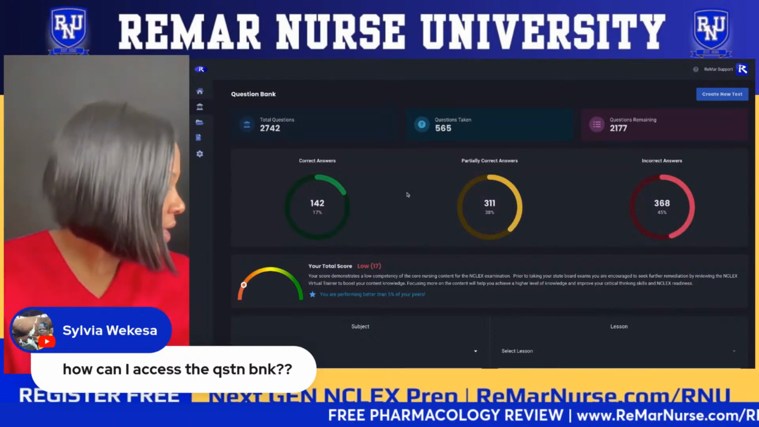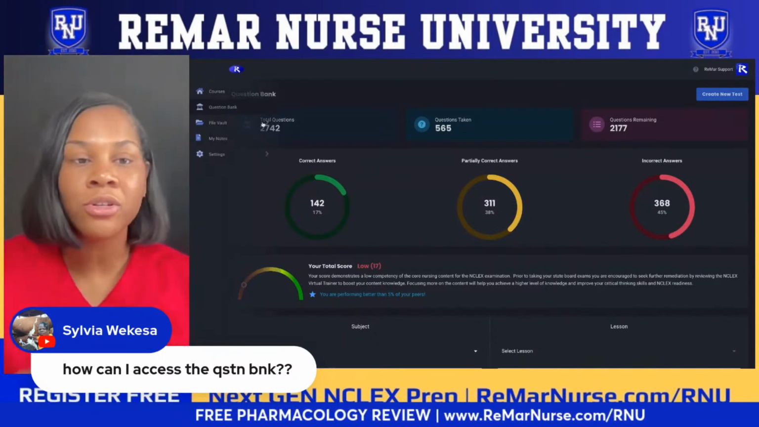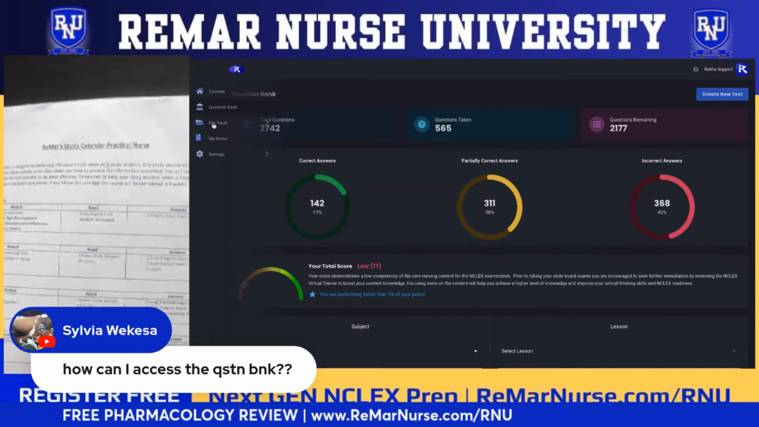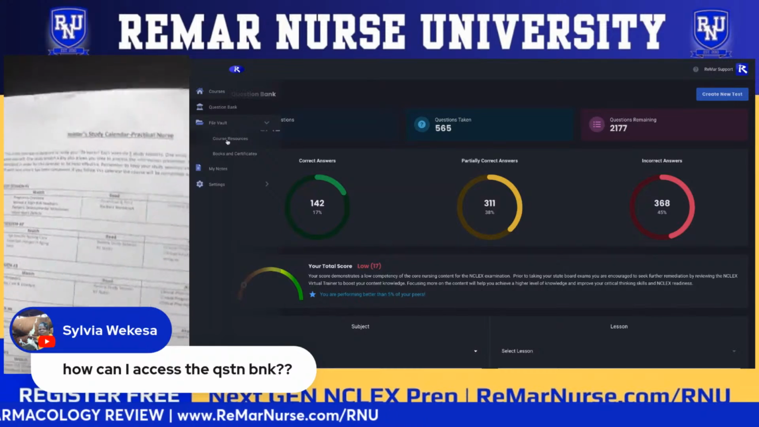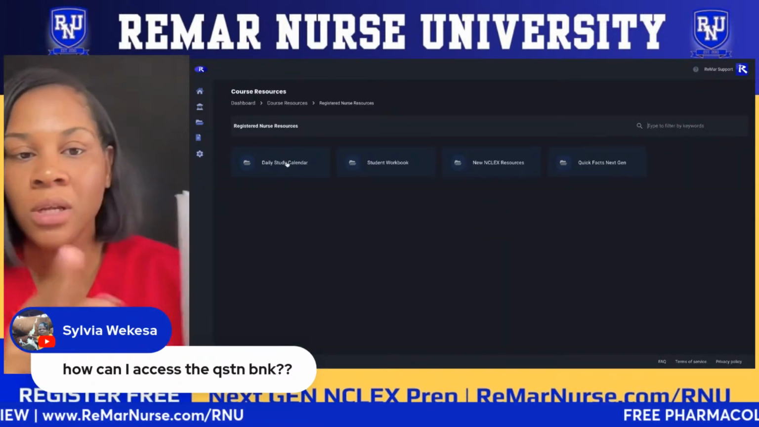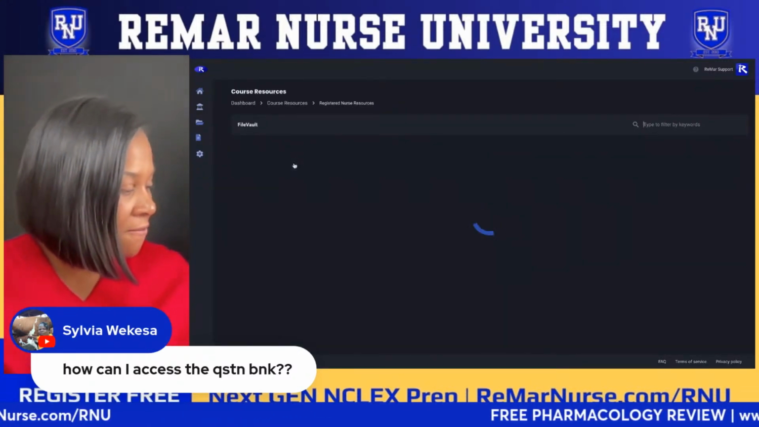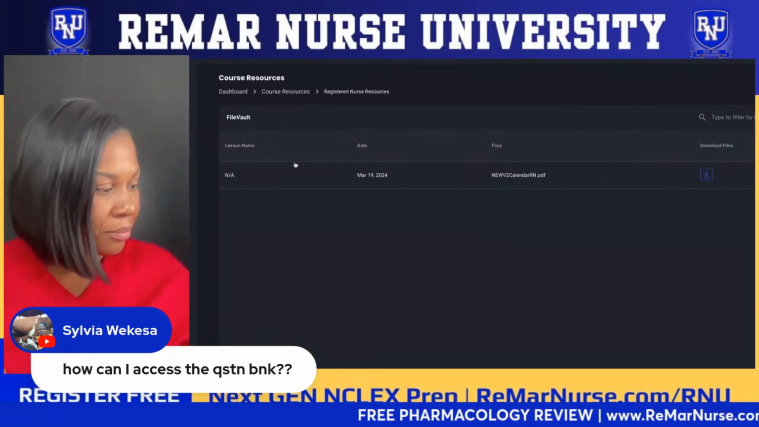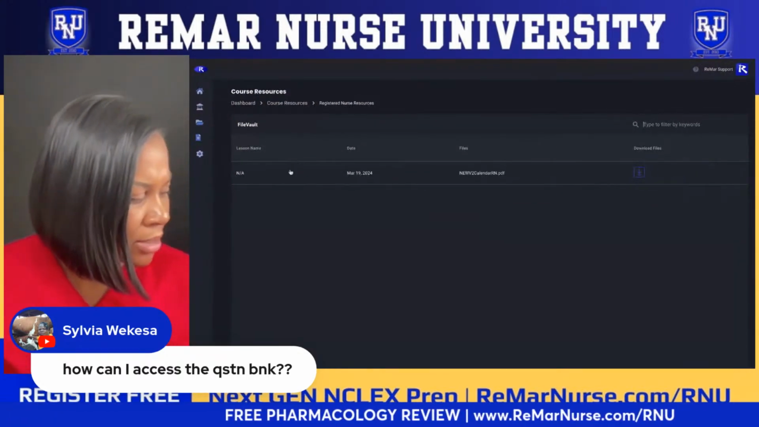This is what the calendar looks like. In the file vault, it'll say NextGen or Remar study calendar for practical nurse or registered nurse. So it'll be right there in the file vault. I'm looking to make sure I have all my books so I can show you.